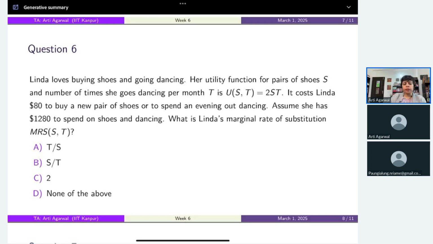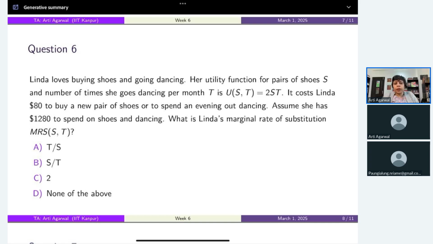It costs Linda $80 to buy a new pair of shoes or to spend an evening out dancing. You can think of it as some kind of admission fee for a dancing place like a club, or you could think of it as dance classes. It's not specified, but it costs to go out dancing. Now, assume she has $1280 to spend on shoes and dancing. That is the budget she has allocated for these two activities.